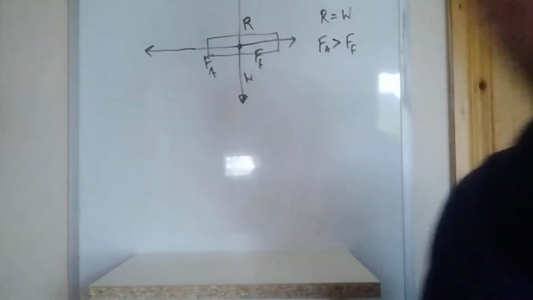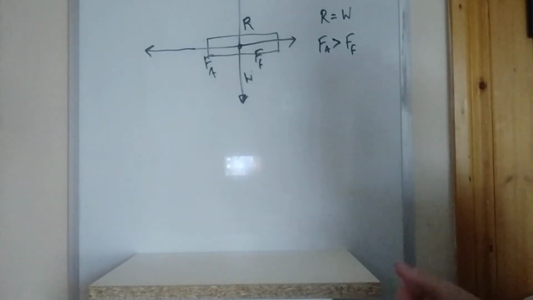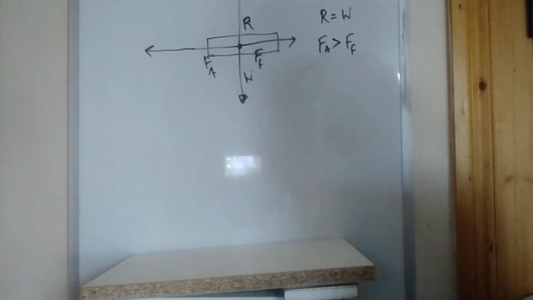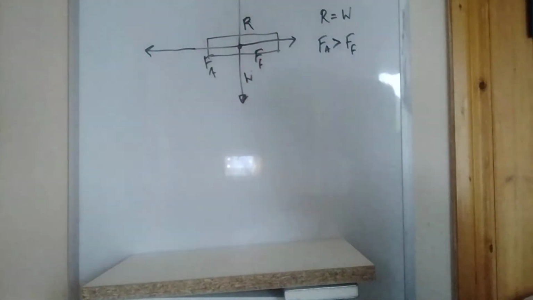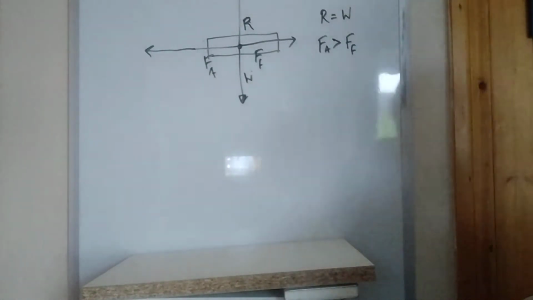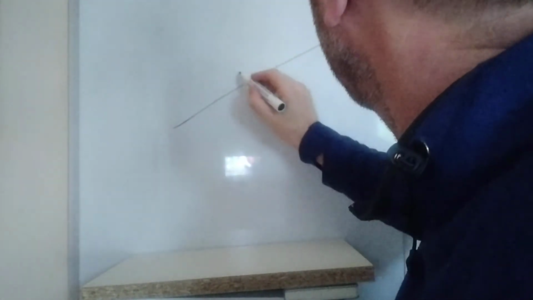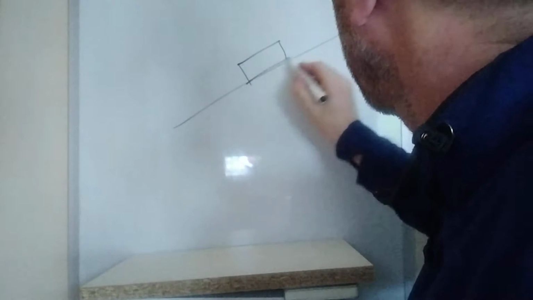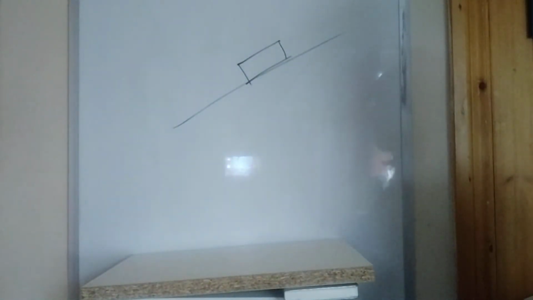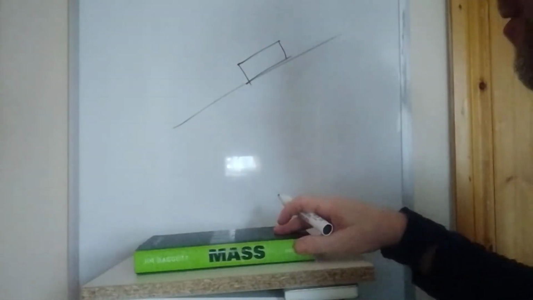Now let's take a second situation where we elevate one side and turn it into a ramp. So we've turned that into a ramp now, and we will redraw this. Okay, so that's our ramp, and the body is on the ramp like that. Okay, where's the body gone? So the body is on the ramp, and it's at rest.